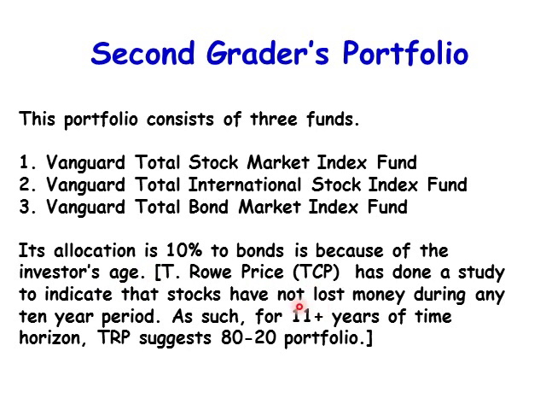And here is a reference. T. Rowe Price has done a study to indicate that stocks have not lost money during any 10-year period. As such, for 11 plus years of time horizon, T. Rowe Price suggests an 80-20 portfolio, and this portfolio only has 10% bonds. It's a 90-10 portfolio.